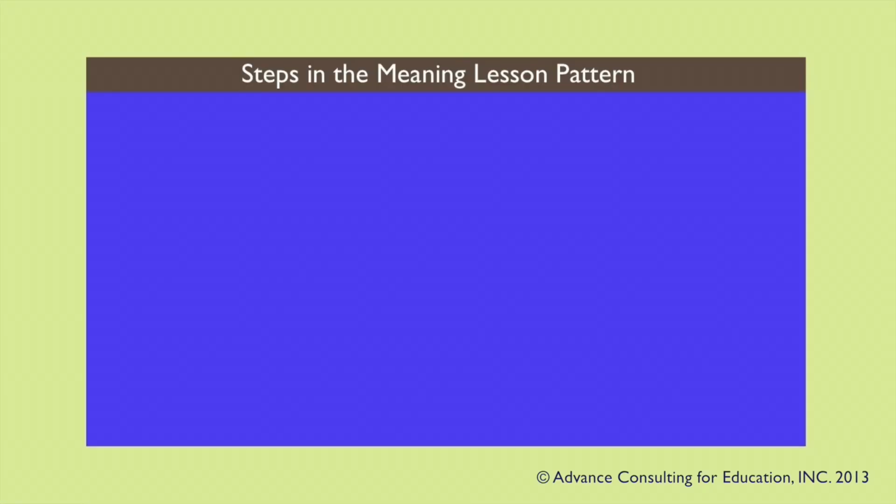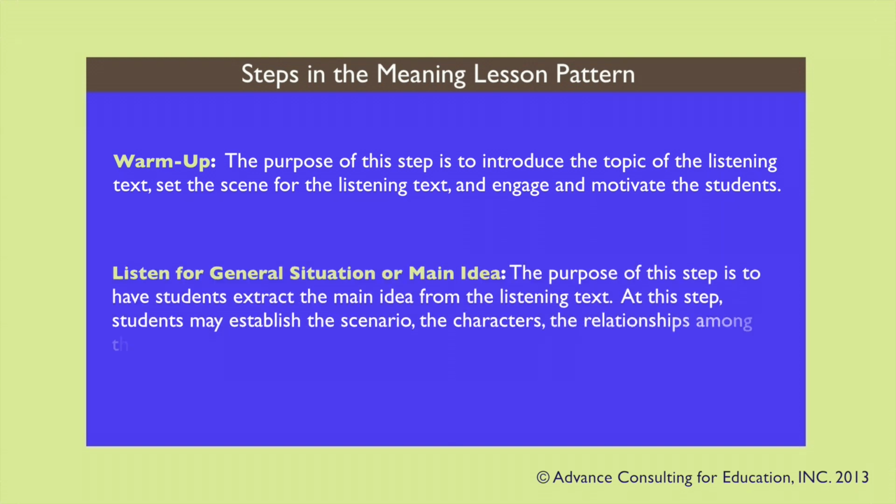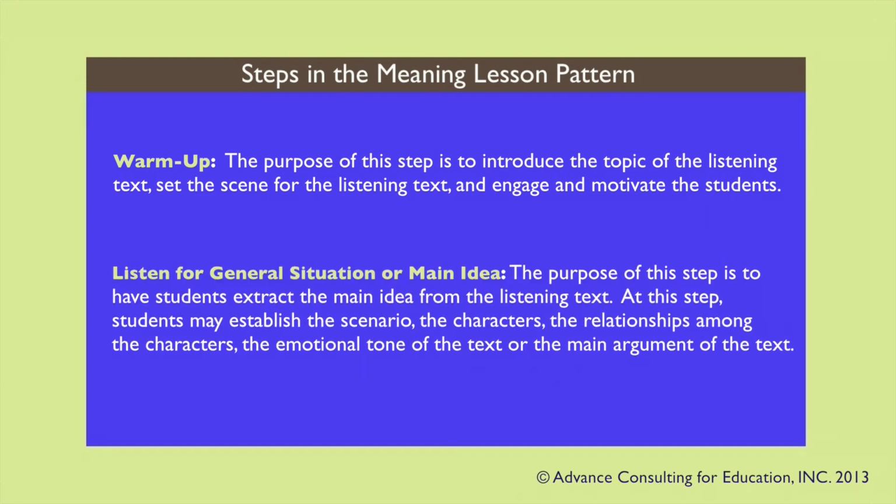The first step in the meaning lesson pattern is a warm-up. So once again, the purpose of this step is to introduce the topic of the listening text, set the scene, and engage and motivate the students. The second step in this lesson pattern has students listen once to the text for the general situation or the main idea. So students are establishing the scenario, the characters, the relationships among the characters, the emotional tone of the text, or the main argument of the text.